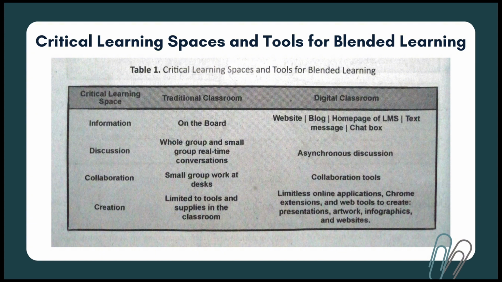As you can see in the table, there are 3 columns and 4 rows. In the first column, it is the critical learning space. The second one is the traditional classroom, and the third one is the digital classroom. So here in the critical learning space, there are 4 stated: information, discussion, collaboration, and creation.